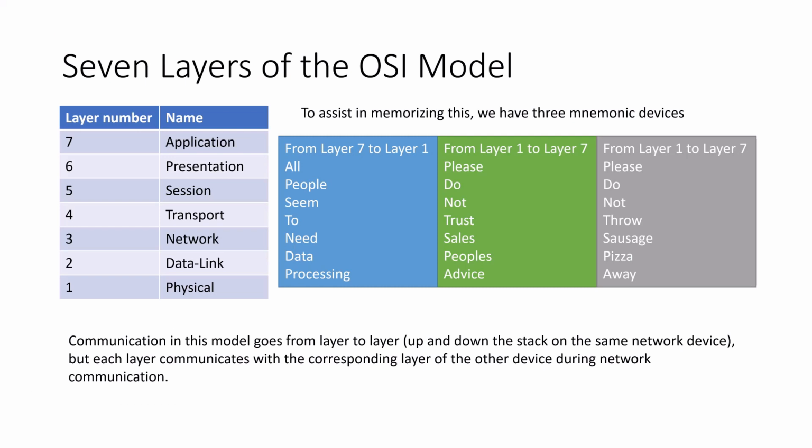There are 3 mnemonic devices that you can use to memorize this until you get used to it. Starting at layer 7 and working way down to layer 1, the first mnemonic device is all people seem to need data processing. So all is application, people is presentation, seam is session, all the way down to processing, which is physical. Working way up the stack from layer 1 to layer 7, we have please do not trust salespeople's advice. Again, please is physical, do is data link, all the way to advice for application. And the last mnemonic, again working from layer 1 to layer 7, is please do not throw sausage pizza away.